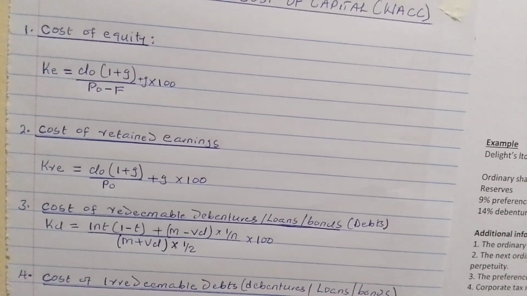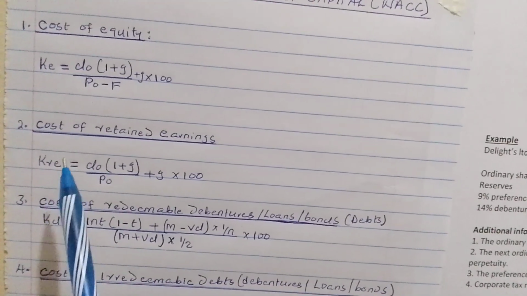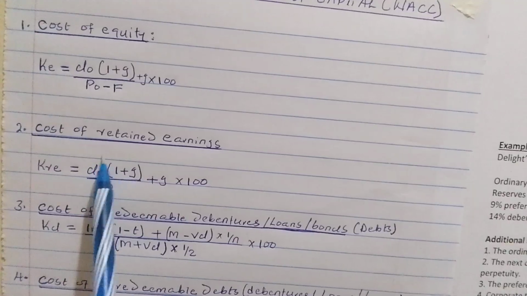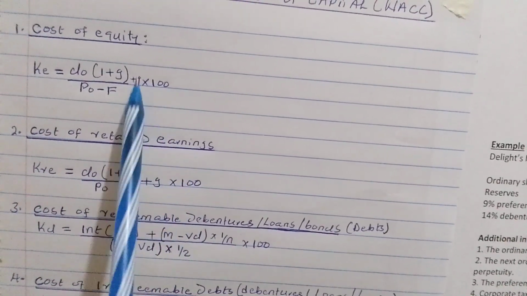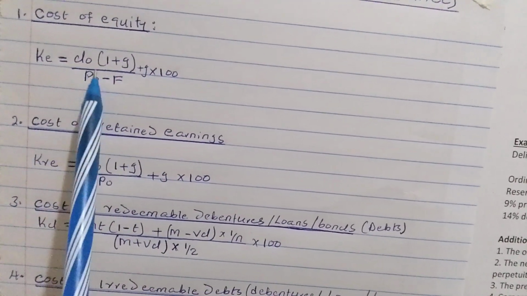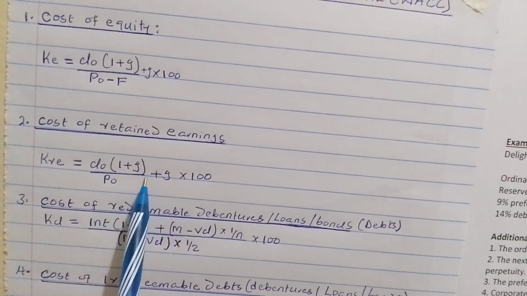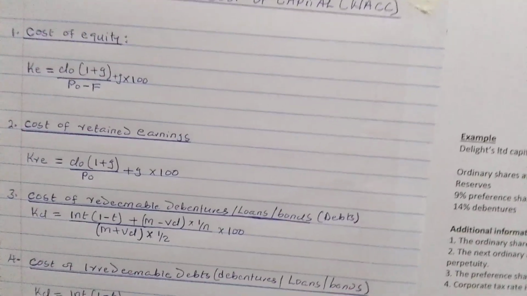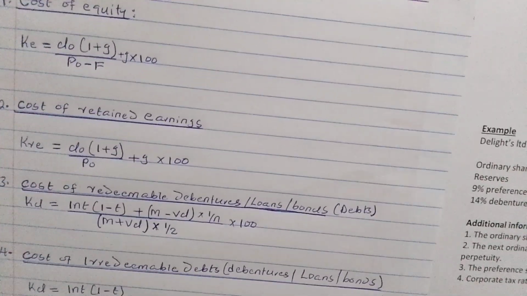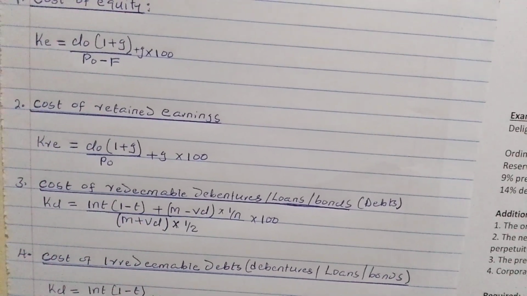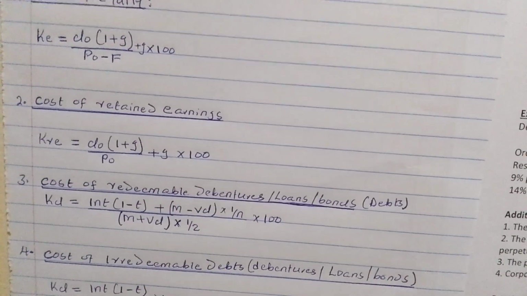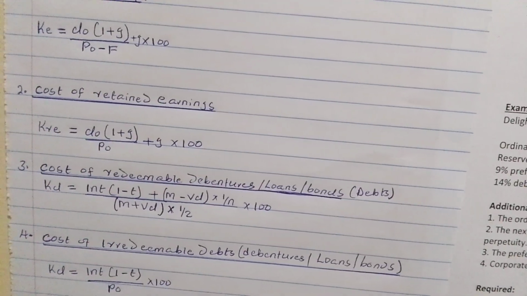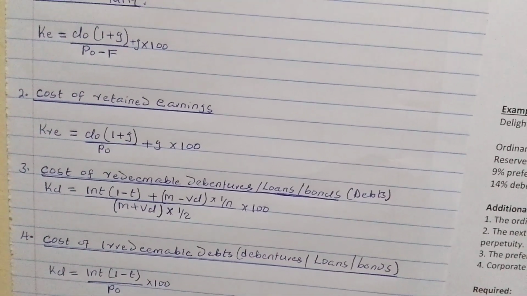The other is cost of retained earnings. You can see that there is no difference here in terms of the formula for calculating cost of retained earnings, because it's the same thing here, only that we do not have flotation cost. Retained earnings cannot have flotation cost because it means profit which was not distributed as dividends but was used by the company for the purpose of business expansion.